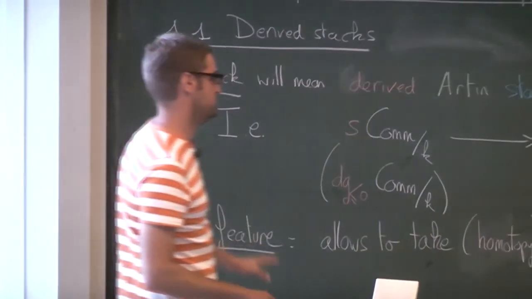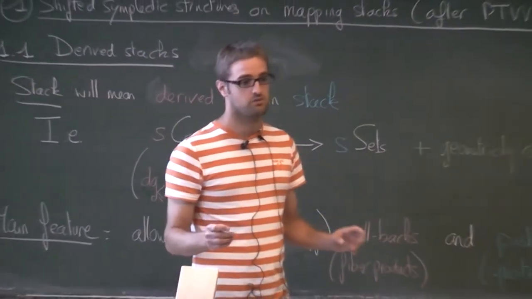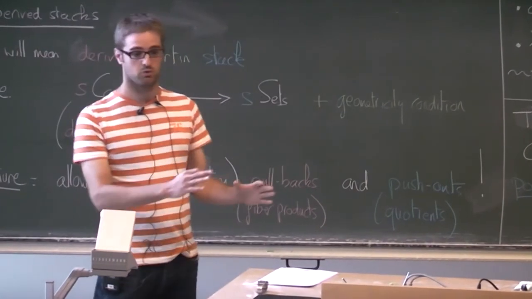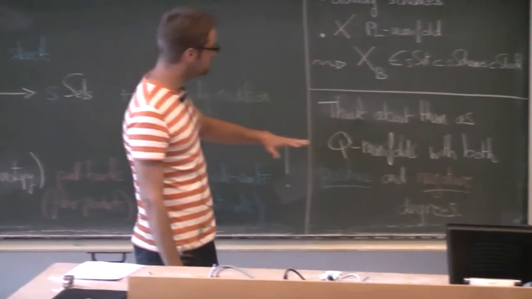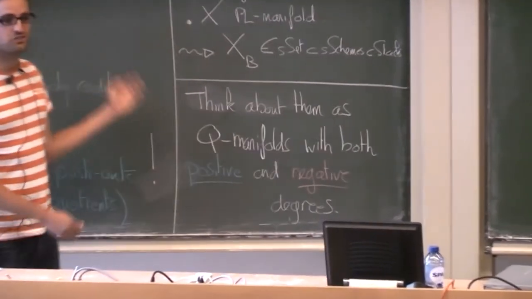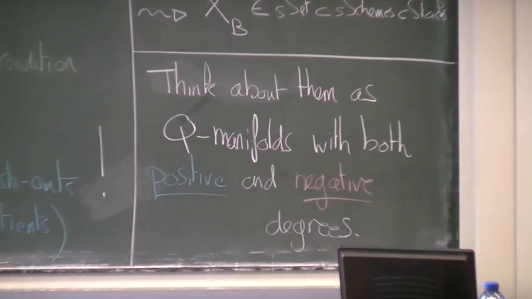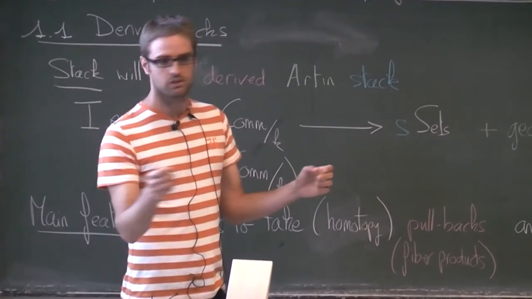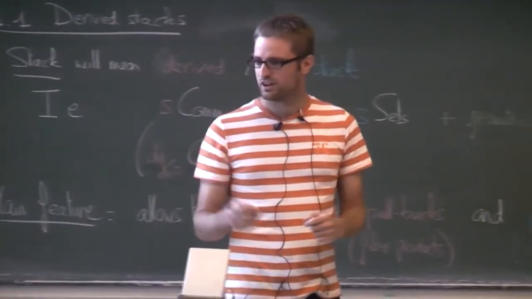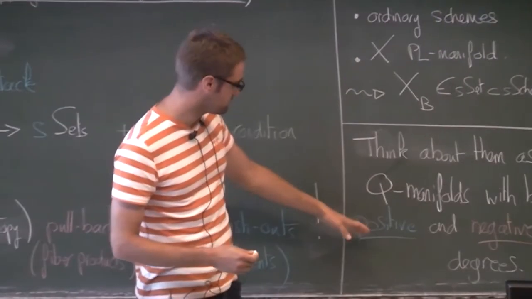The main feature, again, is that it allows you to take pullbacks, namely fiber products, and quotients, and still get something which you can think of as being smooth. If you don't feel comfortable with this, and I would perfectly understand, and if you know about Q-manifolds, just think about those derived Artin stacks as kinds of Q-manifolds which are both positively and negatively graded. You remember in the talk of Giovanni Felder, you had those kinds of objects. You call them DG manifolds, or there are many names for those things.